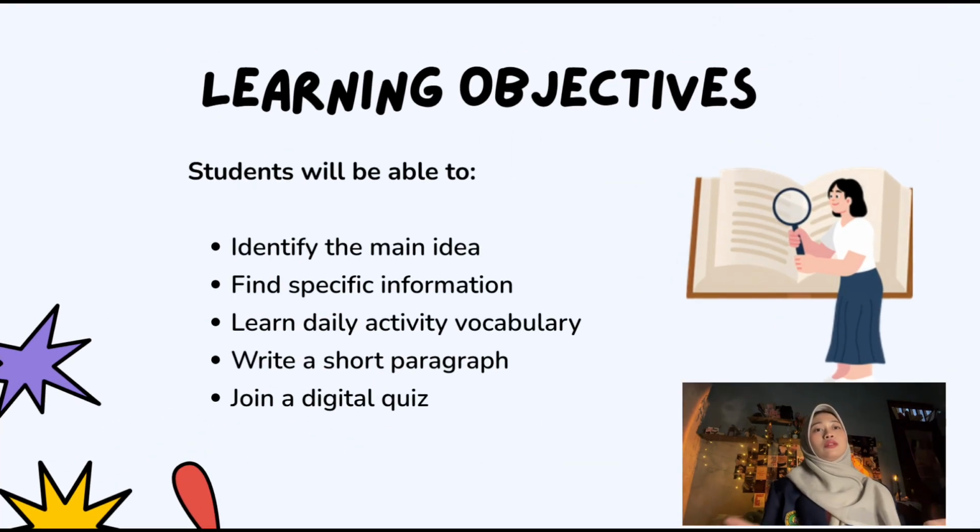So, before students read the text, I introduce important vocabulary related to daily activities. The vocabulary is divided into three categories. The first is morning activities, such as wake up, brush my teeth, take a bath, and have breakfast. The second is school activities, including go to school, study, and play football. The last category is evening activities such as do homework, read a book, watch TV, and go to bed.